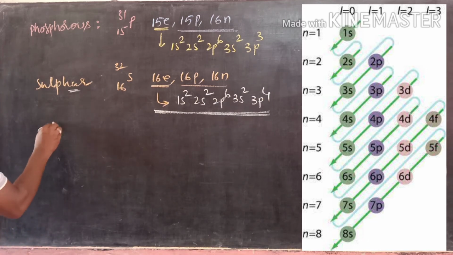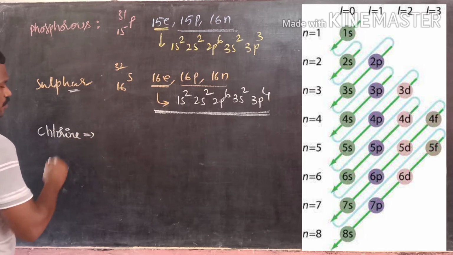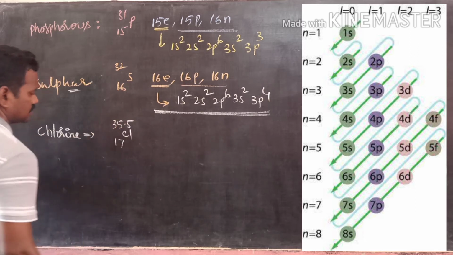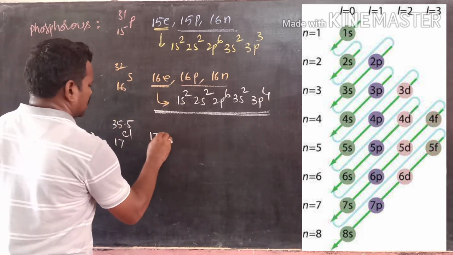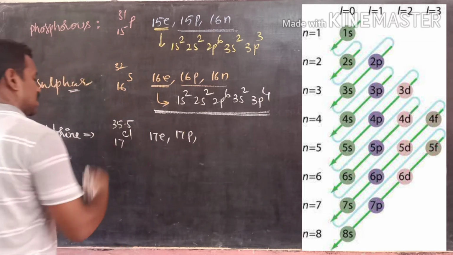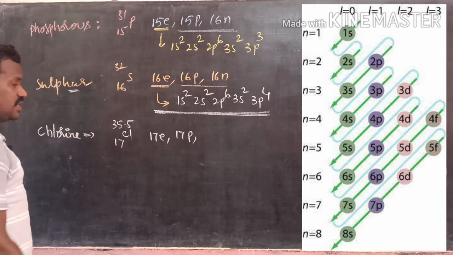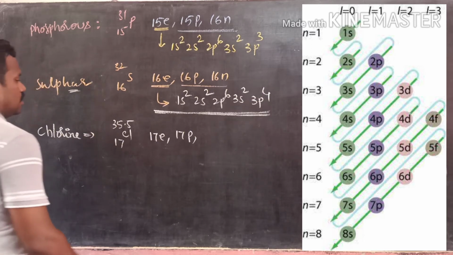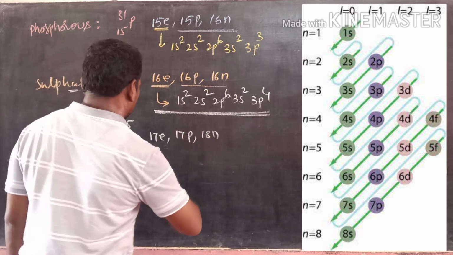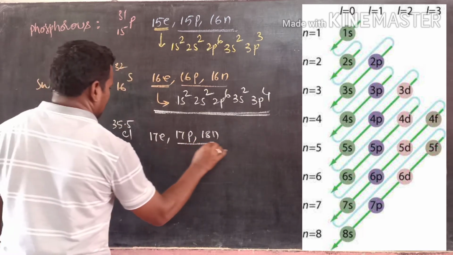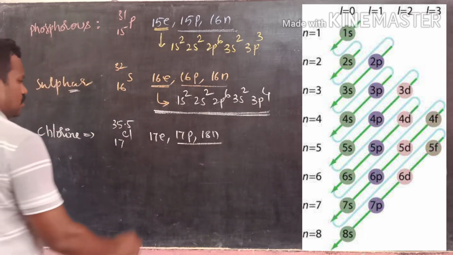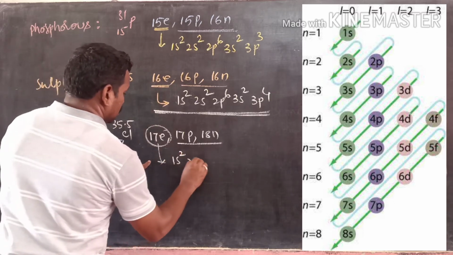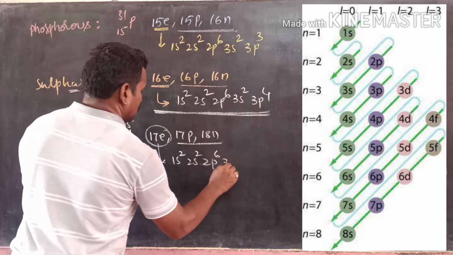The next element is chlorine, whose representation is Cl 17 35.5. But while taking 17 electrons, 17 protons, while taking the number of neutrons, we are going to consider an average of 35 only, or sometimes depending upon the 36 we are going to take. Now it becomes 18 neutrons. Now these 17 protons and 18 neutrons are there inside the nucleus. What about these 17 electrons? They enter into the 1s, 2s, 2p, 3s.